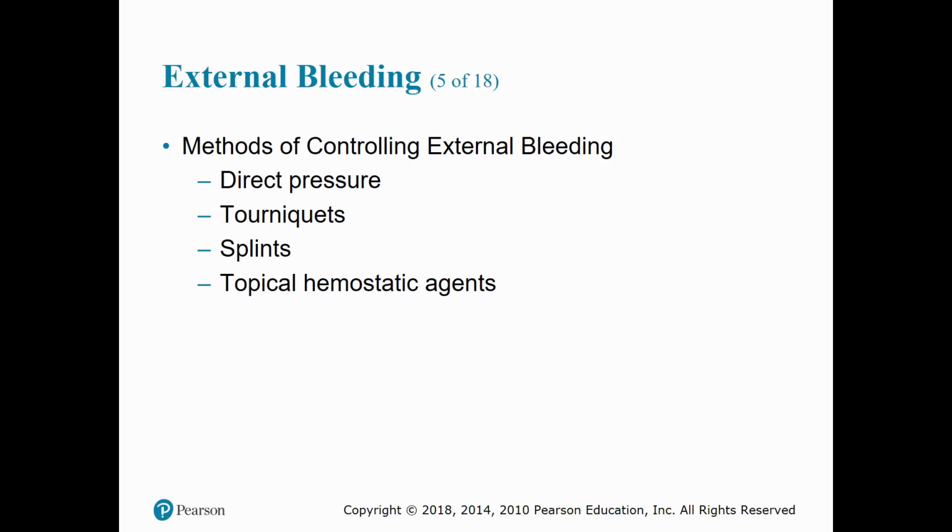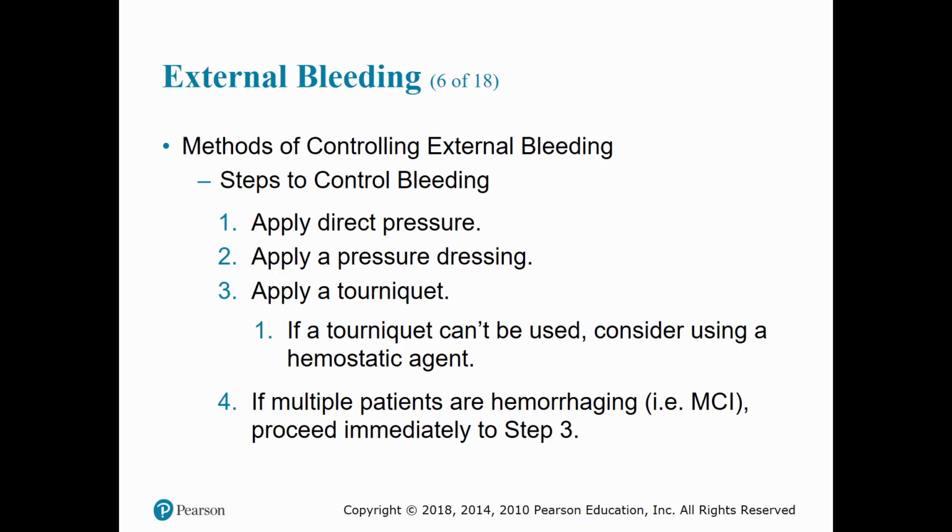To control it, we want to use direct pressure, tourniquets, splints, and topical hemostatic agents. Direct pressure will be taking gauze and directly placing pressure onto the injury, just like you do in your bleeding wounds and shock. Tourniquets, we want to place above the injury, approximately an inch above the injury. If we can't use a tourniquet, we want to consider using a hemostatic agent. If we have multiple patients, such as a mass casualty situation, we want to skip step 1 and 2 and go straight to step 3.